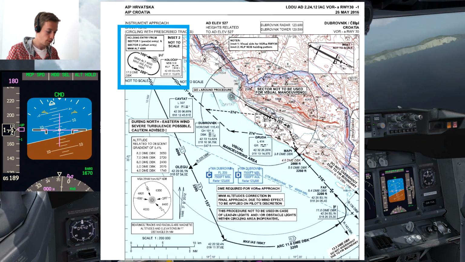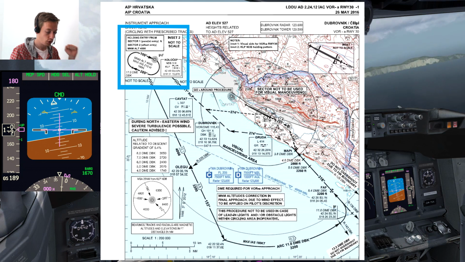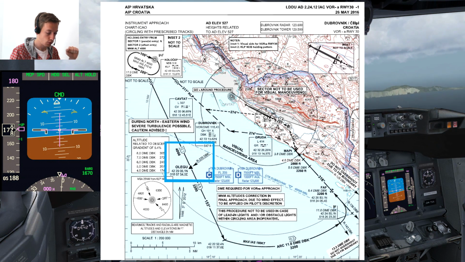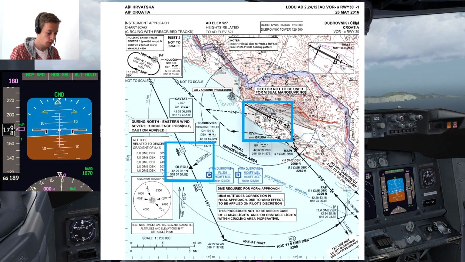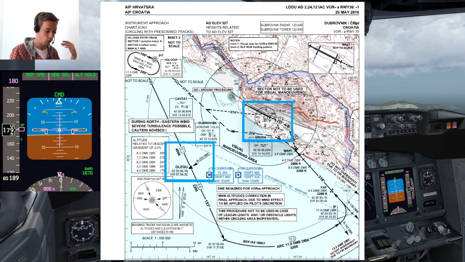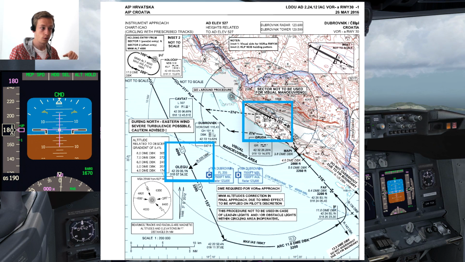It takes a little while before we arrive at our next waypoint, which is Olegu. As you can see, that's on radial 235 from Dubrovnik VOR. Dubrovnik VOR is right here at the airport. As you can see, it's not at the base of the runway. It's more to the left of the base of the runway, so it's not really to be used to align with the center line.